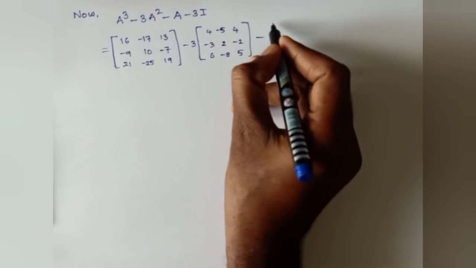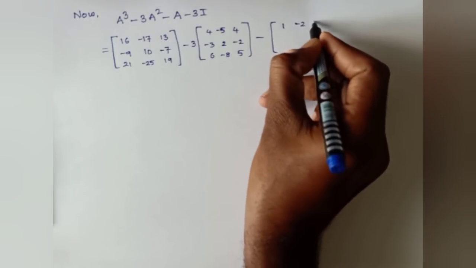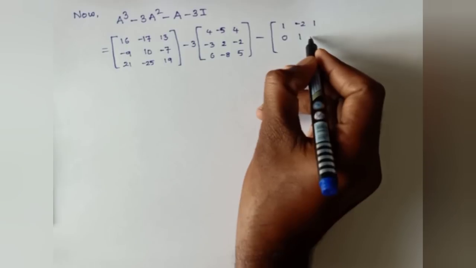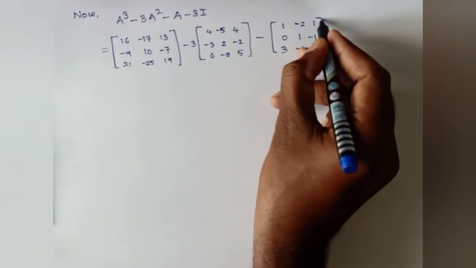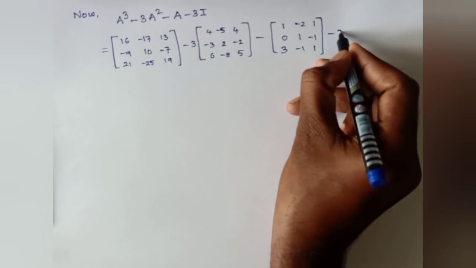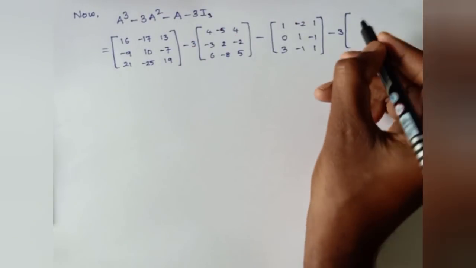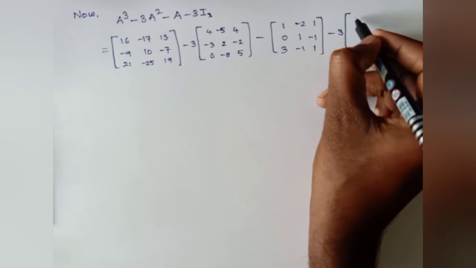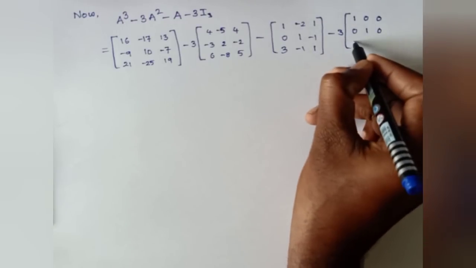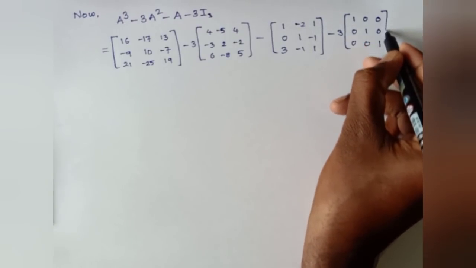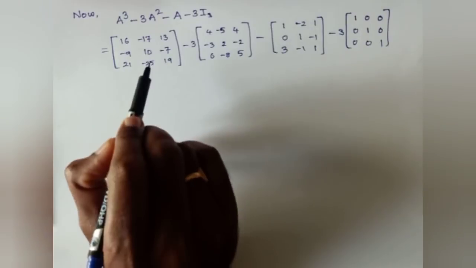So the given A is 1 minus 2 1, 0 1 minus 1, 3 minus 1 1, and finally minus 3 times I. Obviously, you need to take a 3 by 3 matrix. The identity matrix of order 3 is 1 0 0, 0 1 0 and 0 0 1. Okay, so just substitute the values of A cube, A square, A and I3 in this given expression.